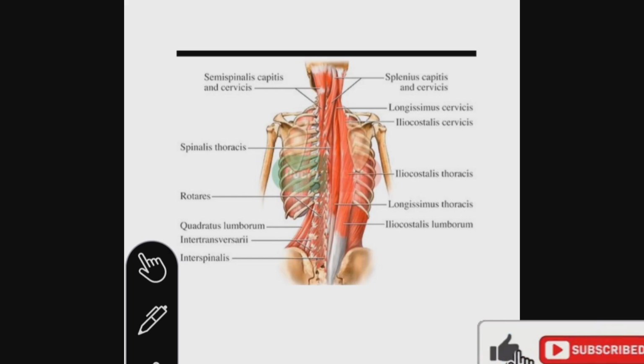Then you have other groups of muscles known as the transversospinalis group of muscles. These muscles include the semispinalis capitis, semispinalis cervicis, the multifidus and the rotatores. Their function is to stabilize the vertebral column. Other muscles that are deep in the back are the interspinalis, the intertransversarii, and the levatores costarum. These are the muscles of the back.